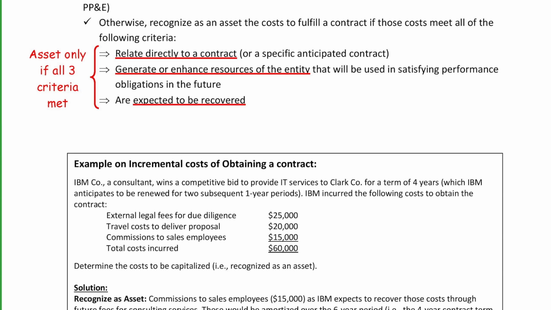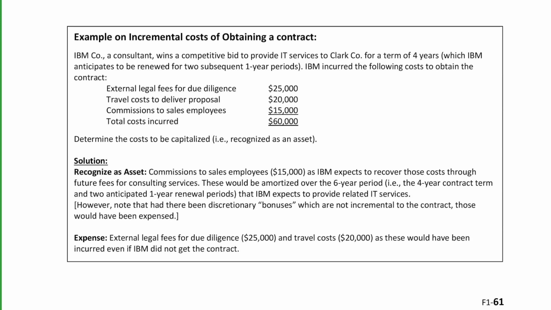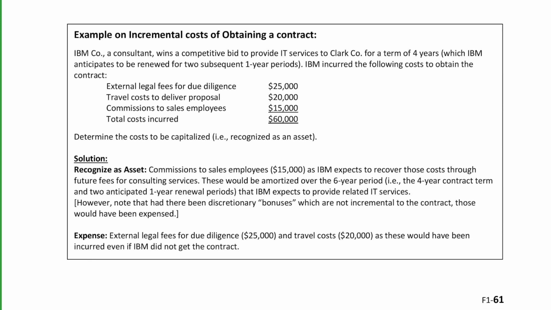IBM incurred the following costs to obtain the contract. First one, external legal fees for due diligence, $25,000. Travel costs to deliver the proposal, $20,000. Commissions to sales employees, $15,000. So that makes it total costs of obtaining the contract, the total incremental costs, $60,000.